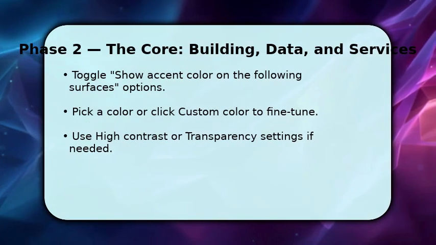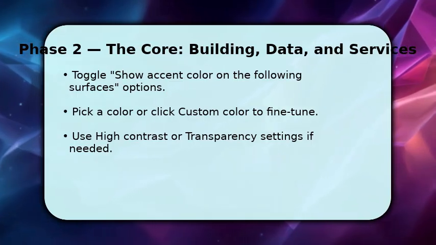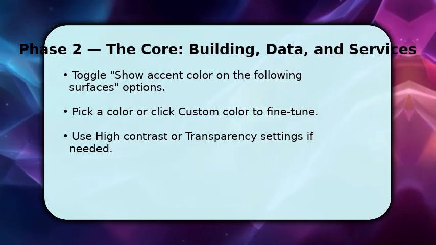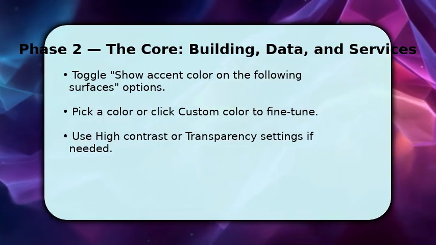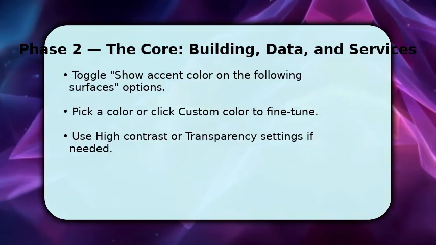Now you choose the color and enable accents so the taskbar responds. Scroll to Colors, then pick a color from the palette or click Custom Color for precise RGB values. Make sure to enable Show Accent Color on the following surfaces and check the taskbar box. Once checked, the accent applies immediately.